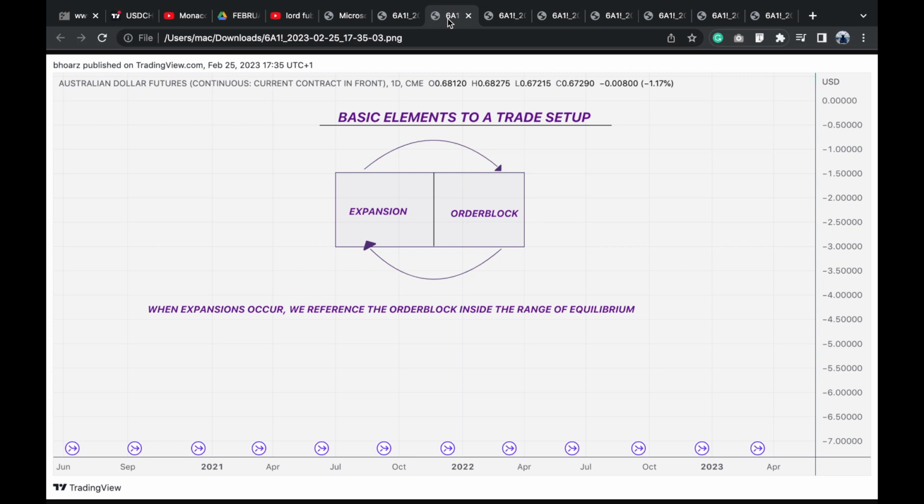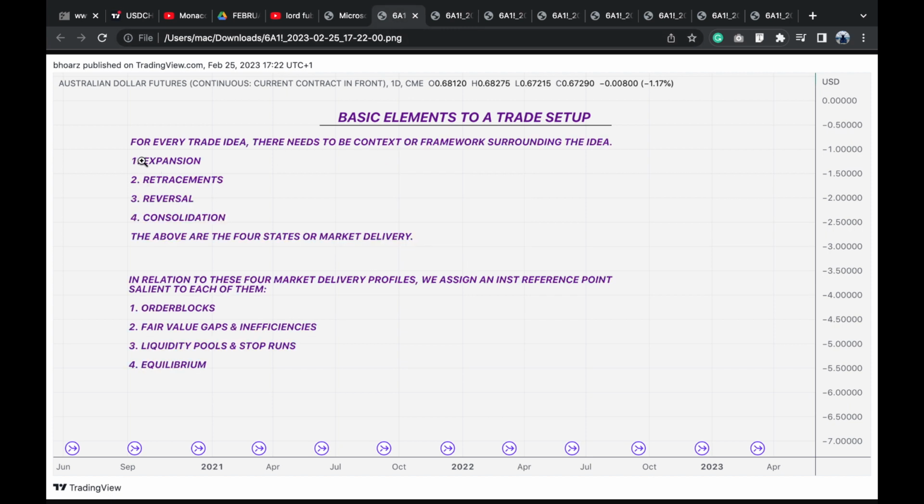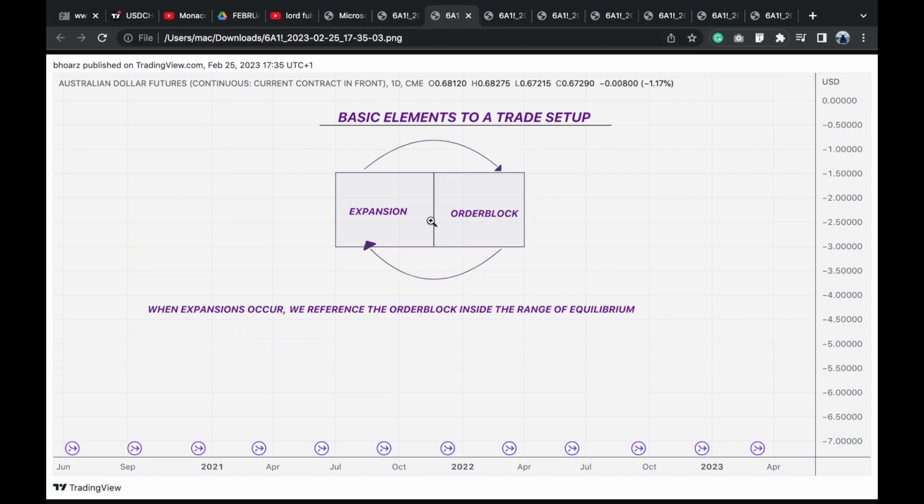Now, what we're going to do here is we're going to go on each of these concepts and we're going to build upon them. So by the end of the lesson, you should have a holistic view of market delivery profiles and the reference point which are salient to each of them. So we're going to start first off with expansion. Now, what is salient to expansion is the institutional reference point salient to expansion is order block.